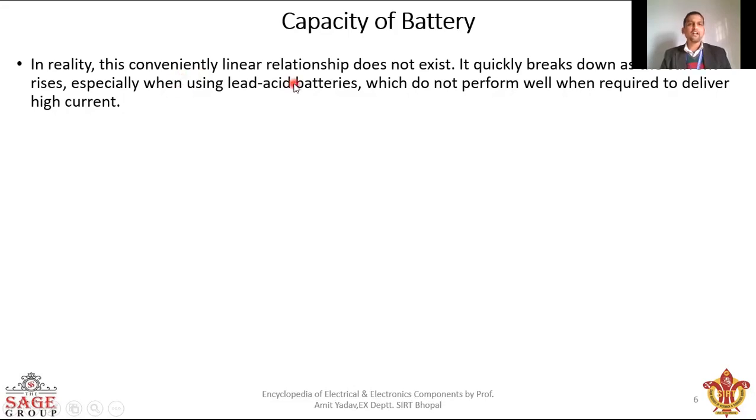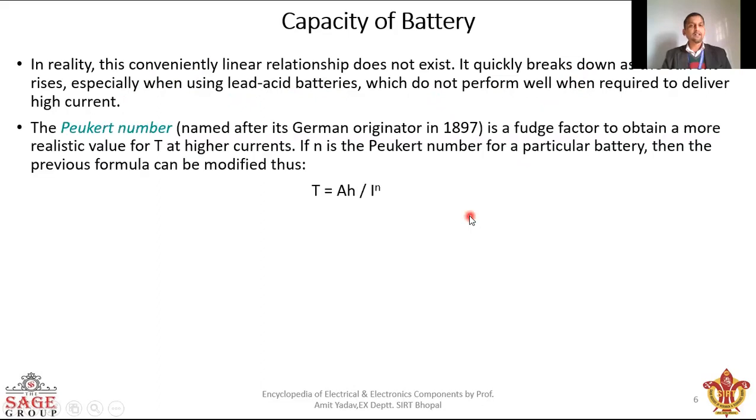Okay, so in reality, this conveniently linear relationship does not exist. It could break down as the current rises, especially when using lead acid batteries, which do not perform well when required to deliver high current. Then what is the solution? To overcome this problem, we normally use a Peukert number.